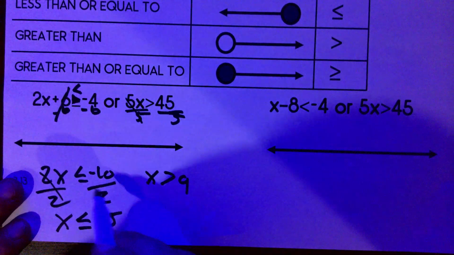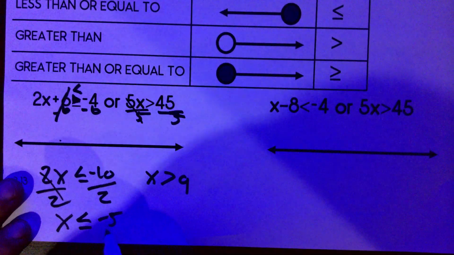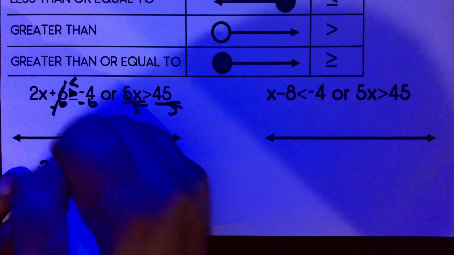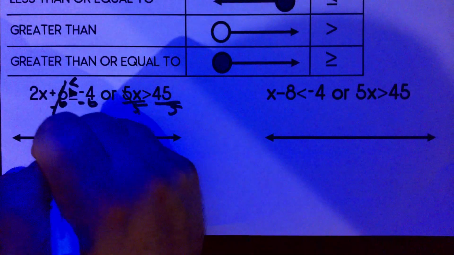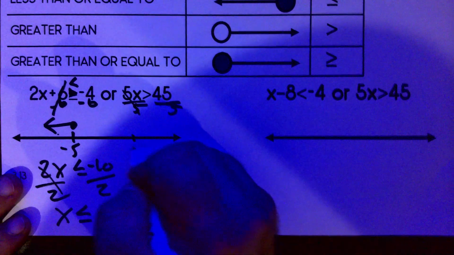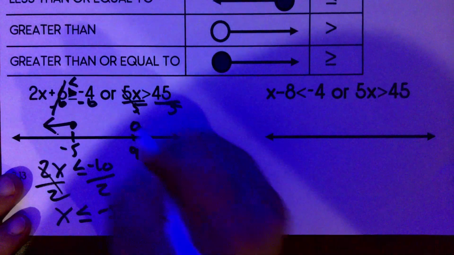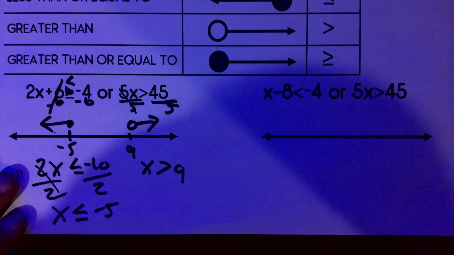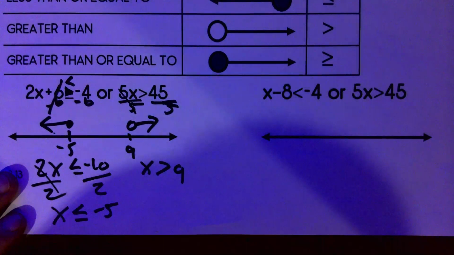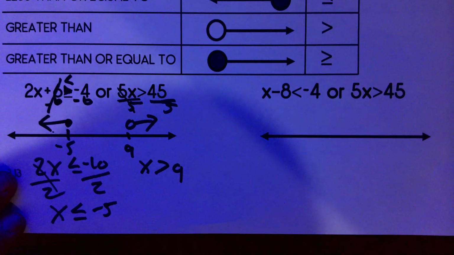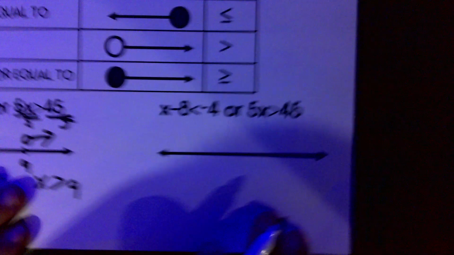So the key here is you've got two different inequalities. One is going to the left with a closed circle at negative 5. And the other one is starting at 9 with an open circle going to the right. And so this is the trademark of OR inequalities. They like to graph away from each other. If they graph toward each other, you're just going to have a single inequality. So just make sure you remember that.